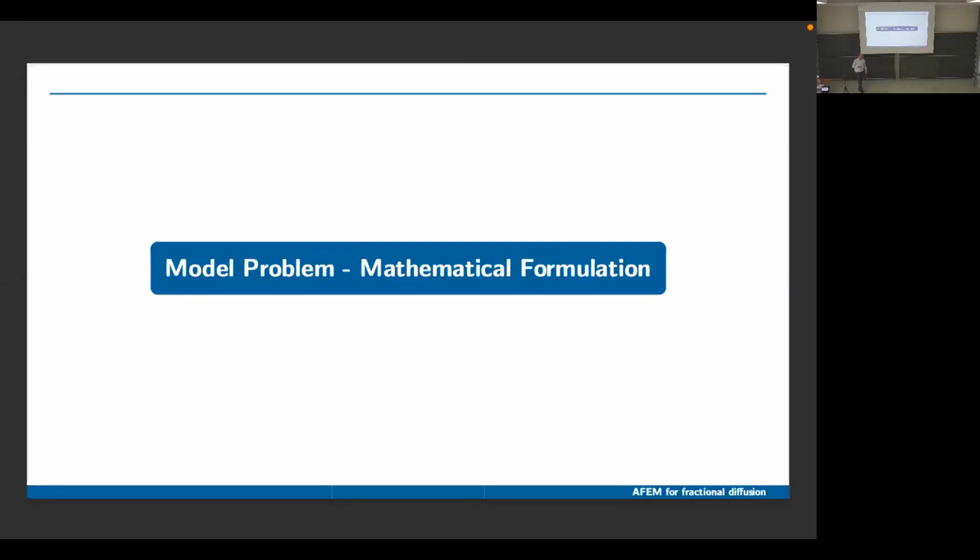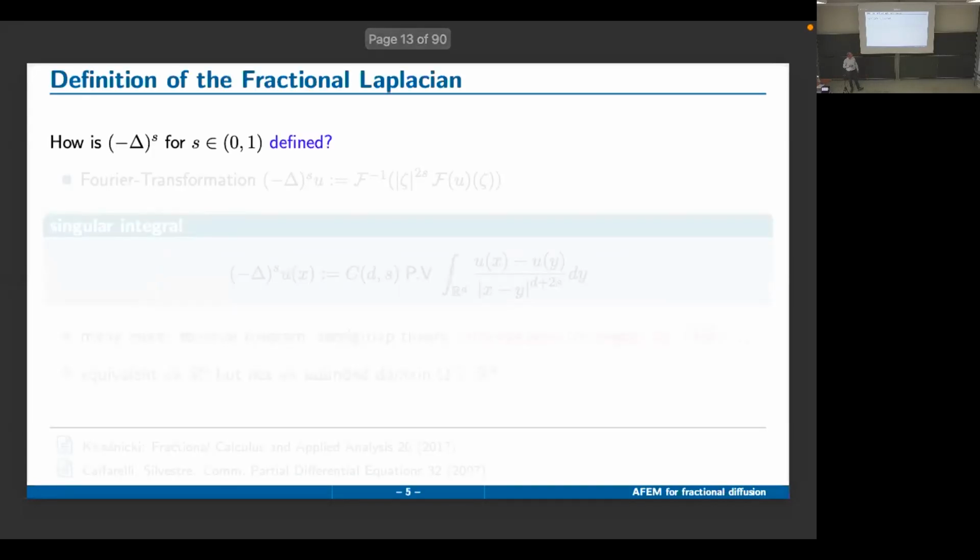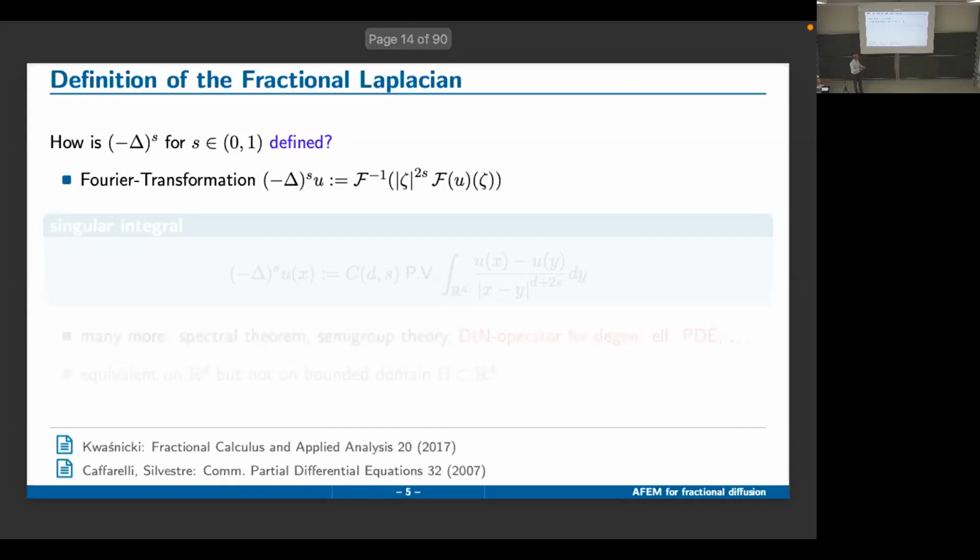So what's the mathematical formulation of our problem? I don't know if everybody's familiar with fractional PDEs. So how is this operator even defined for a parameter s in (0,1)? Well, there are many different possibilities. The easiest one you can think about is Fourier transform. The Laplacian has a Fourier symbol |ξ| to the power 2. If I want to have something which is a little bit smaller, just raise it to the power s here. And taking the inverse Fourier transform defines the operator. This would be the standard Fourier transform definition.